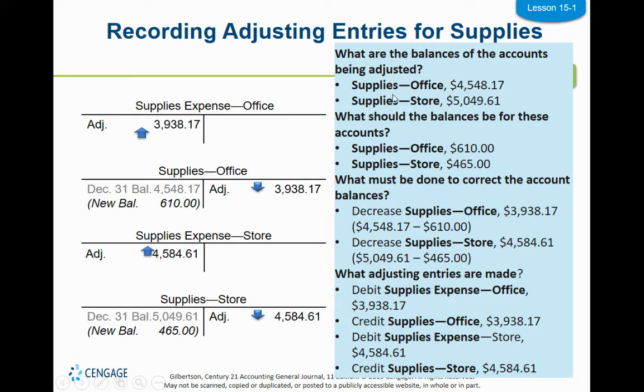So we got to make supplies office, which currently has a $5,448.17 balance, show 610. So what do you have to do to make it show 610? You have to decrease it by $3,938.17. And for supplies store, since supplies office and supplies store are assets, they have a debit balance. To decrease them, we have to credit them. And then the debit side of those transactions is our supplies expense office and our supplies expense store.